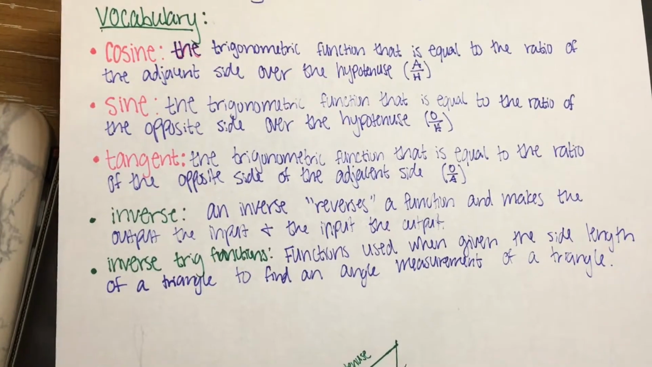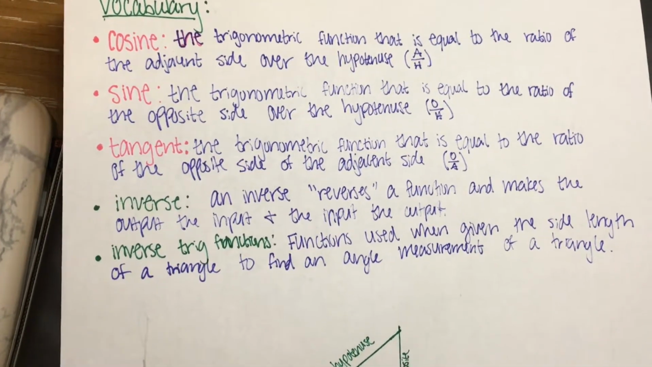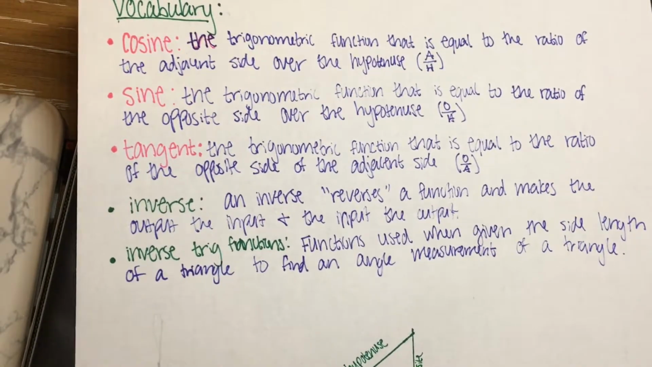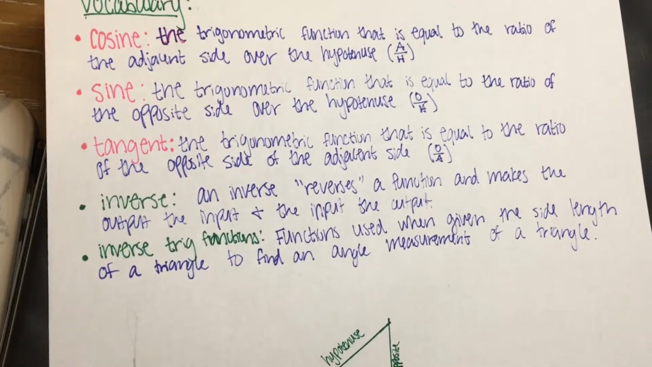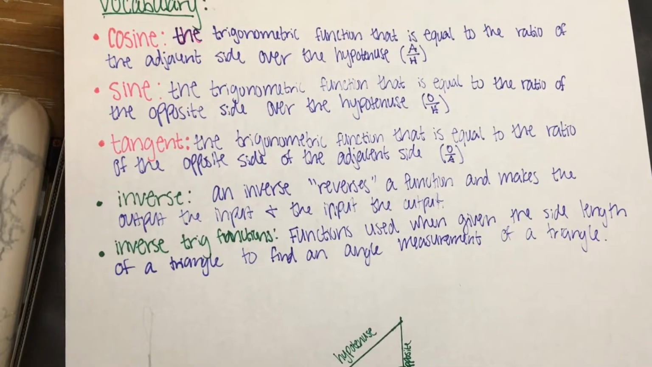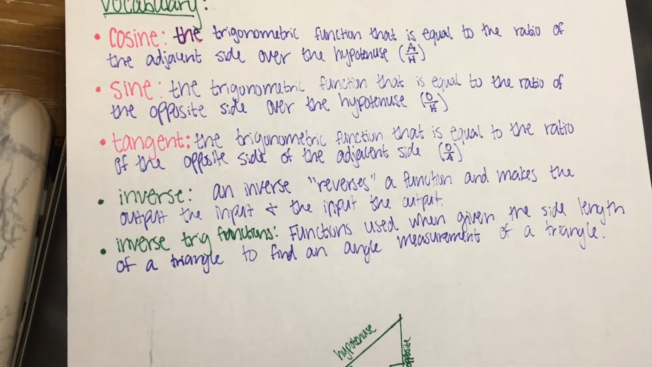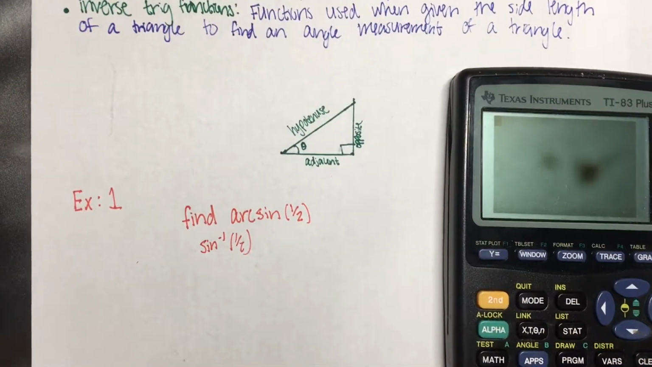This brings us to our next vocab word, which is an inverse. An inverse reverses a function and makes the output the input and the input the output. The inverse trig functions are functions used when given the side length of a triangle to find an angle measurement of a triangle. Now let's take a look at some examples.